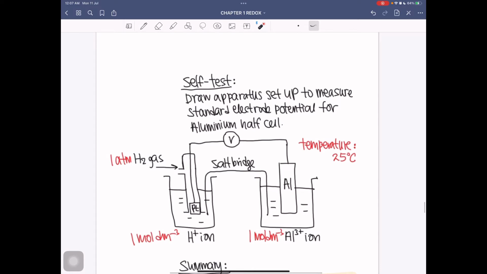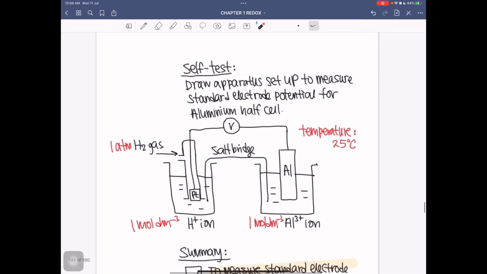So a question might ask: draw an apparatus set up to measure the standard electrode potential for an aluminium half cell. Draw as usual, what we learned. So this is the standard hydrogen electrode, and this is the half cell. And then the electricity produced is the standard electrode potential. You connect it as usual, then a wire is connected to a voltmeter so that it can measure how much the voltage is.